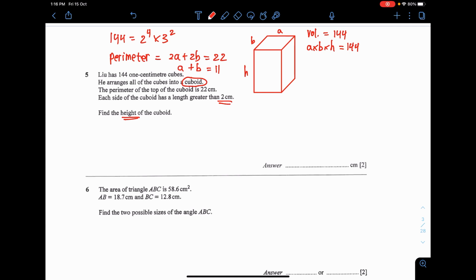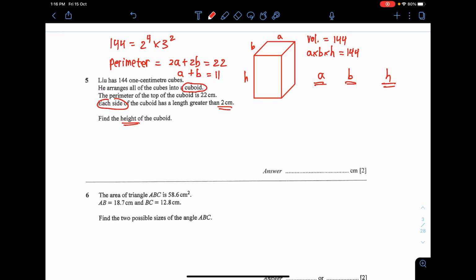Now, think about it like this. I can design A, B, and H by anything that I like. For example, A and B, I can design any integers as long as they sum up to 11. So let's just say that, since each side of the cuboid must be greater than 2 cm, maybe I'll guess first by taking A to be 3 cm. And that means B must be 8 cm.